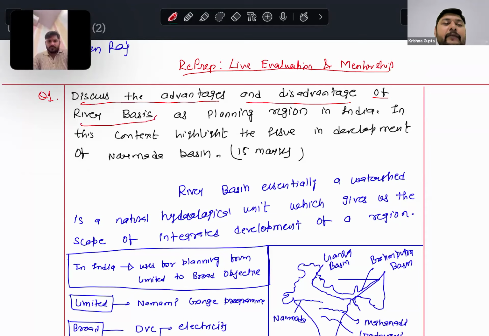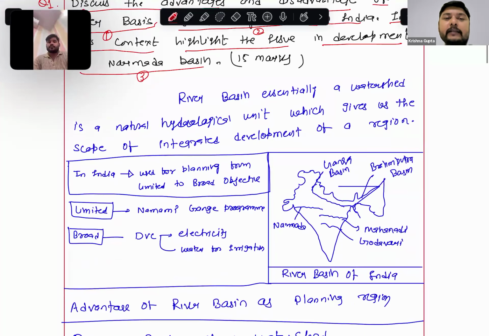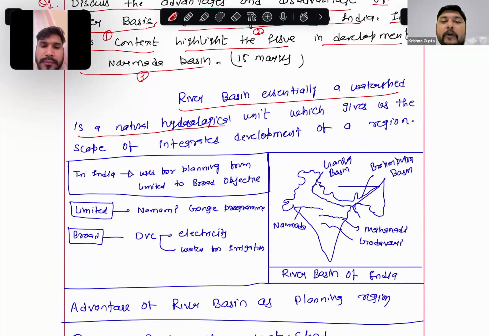So this is the first keyword, that is river basins as planning region. This is the second keyword, because we are looking at this from the perspective of planning in India. In this context, highlight the issue in development of Narmada Basin. This third part is looked at more as an example which we need to put here. Starting with the answer: river basin, essentially a watershed, is a natural hydrological unit.